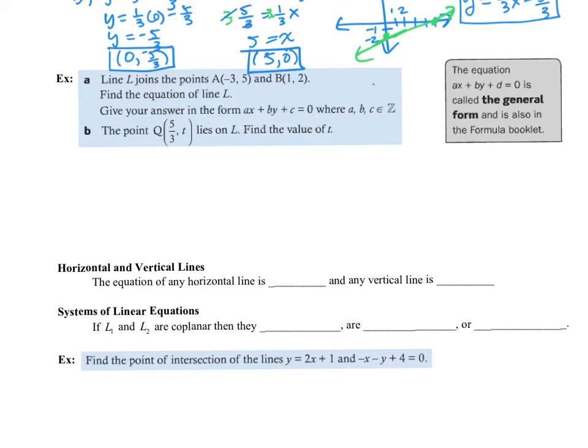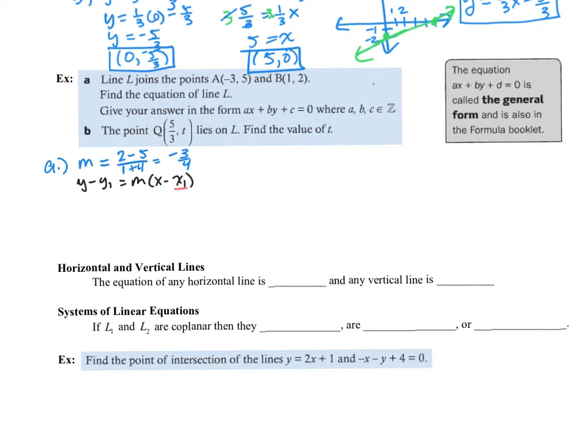So I'm going to show you a couple different ways to do this, and you can pick which way you like the best. I'm going to start by putting the equation in point-slope form, which means I need a slope. So to find the slope, I'm going to take the difference of y's in the numerator and the difference of x's in the denominator and get negative 3/4, okay? And now I'm going to plug into point-slope form. So let me write that form down again. It's y minus y sub 1 equals the slope times x minus x sub 1, okay?